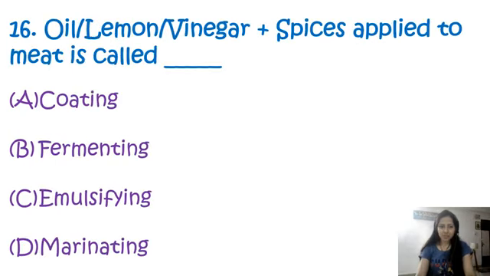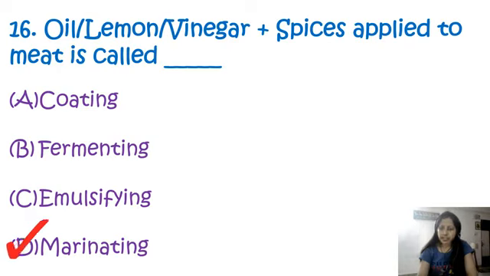Question number 16. Oil, lemon, vinegar plus spices, when these are added to meat, it is called. Okay, so options are coating, fermenting, emulsifying, or marinating. So the correct option will be D, that is marinating.